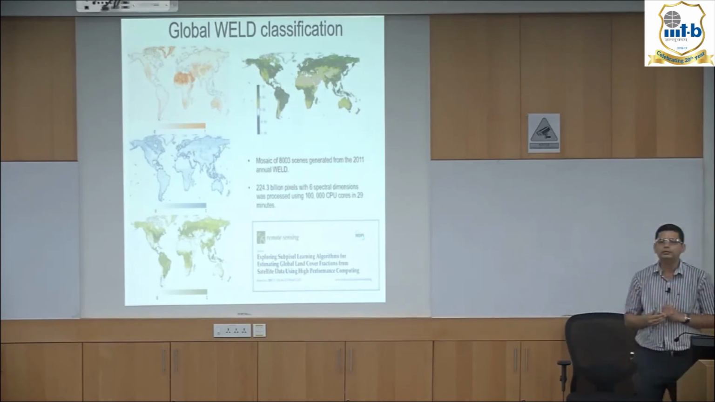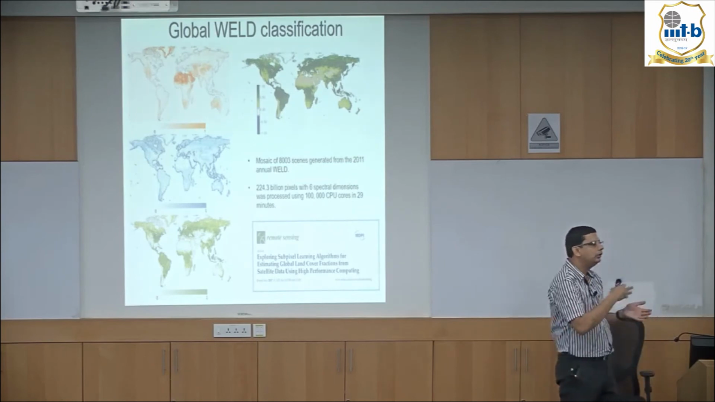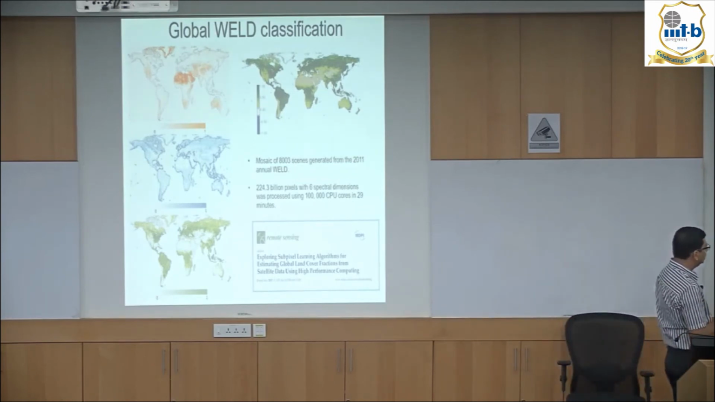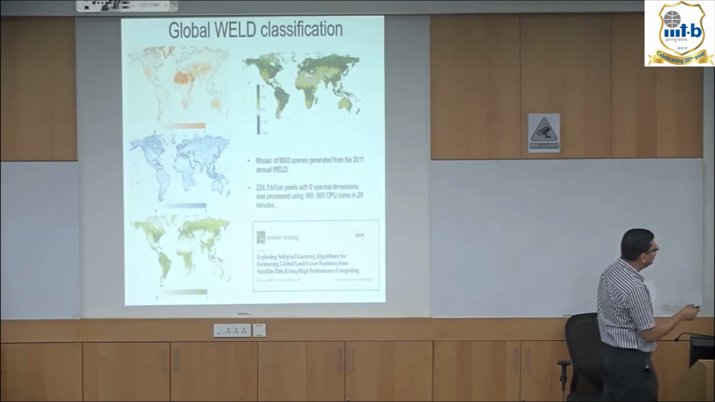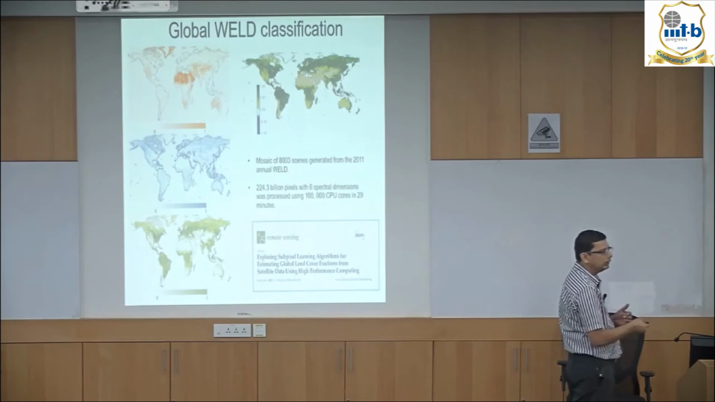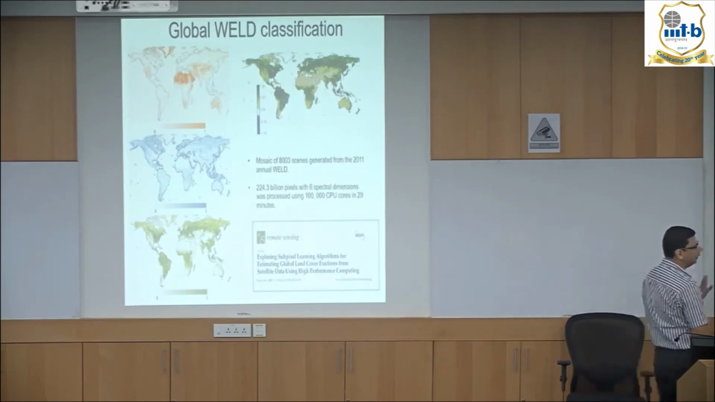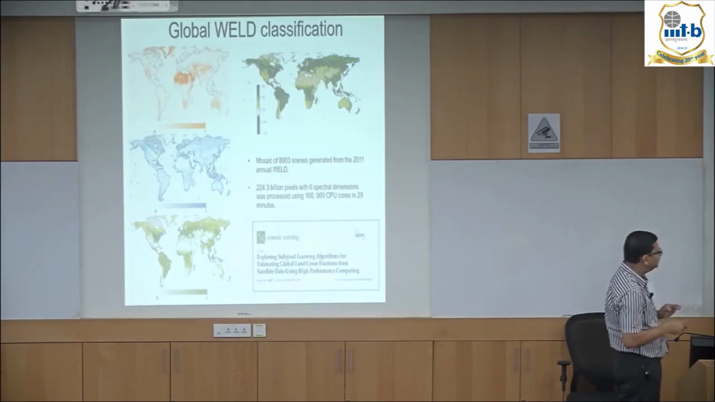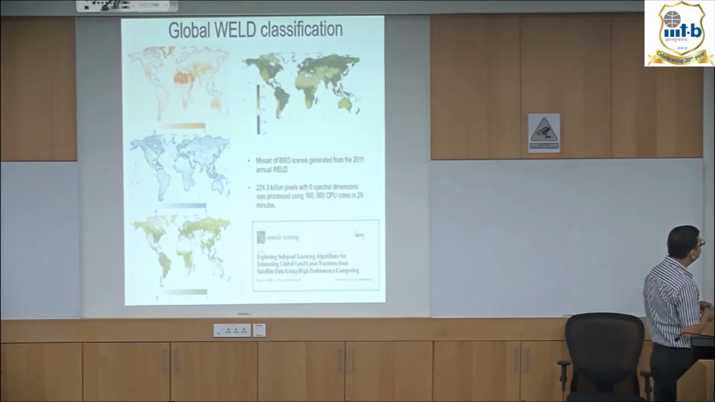NDVI is the normalized difference vegetation index, which gives you green versus non-green, to see if the endmember we have used is actually represented by NDVI or not. So you can see that the green patches here correspond to the green patches here, which shows that the amount of vegetation being detected globally is quite satisfactory. This work was published in the journal Remote Sensing last year.